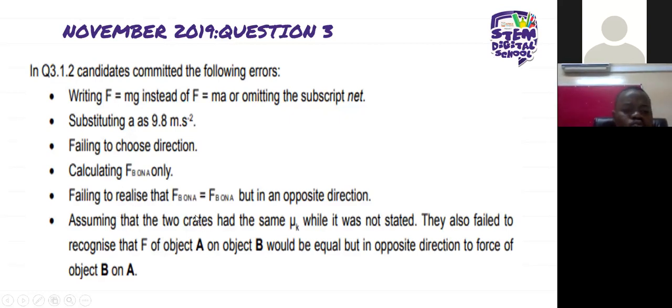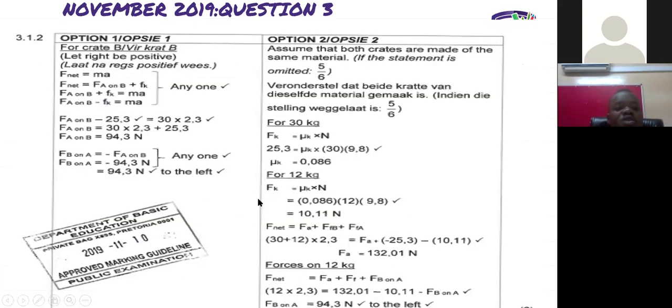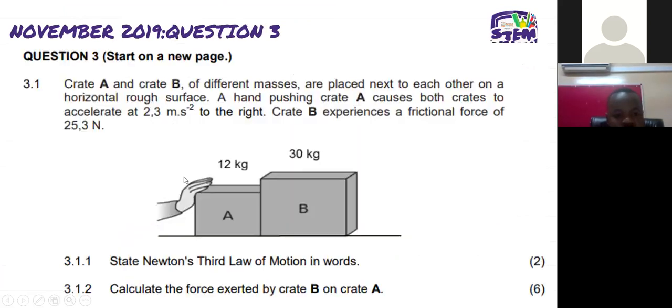Again, learners assume that the two crates had the same coefficient of kinetic friction while it was not stated. They also fail to recognize that the force of object A on object B would be equal but opposite in direction to the force that object B exerts on A. We have already talked about that. In other words, learners actually assume that the frictional force that is acting on A is 25.3 newtons, and that is not correct.